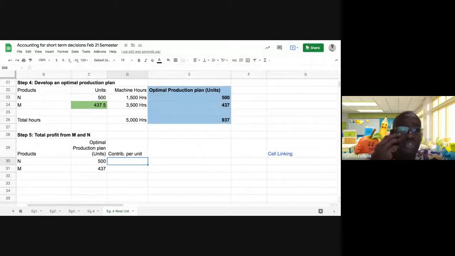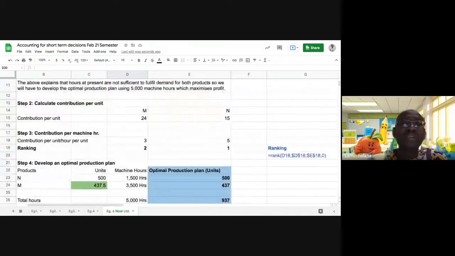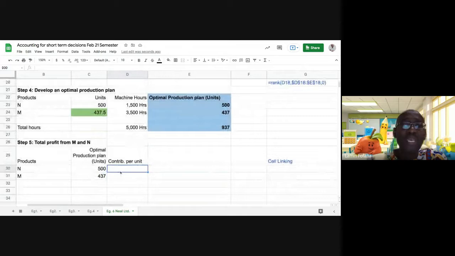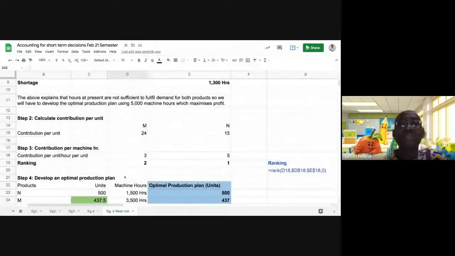So that one also, I don't have to type them, but I can link them here. You see how powerful this linking is? So how can I link my contribution per unit here? Look at my contribution per unit for N and for M. I want to bring them here and then here, respectively.